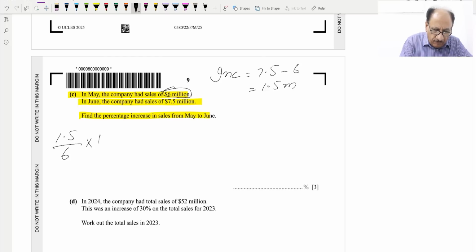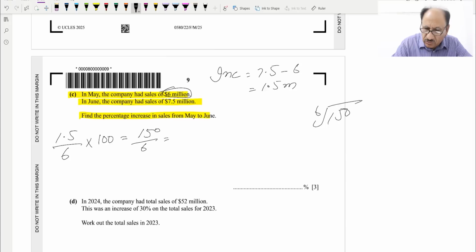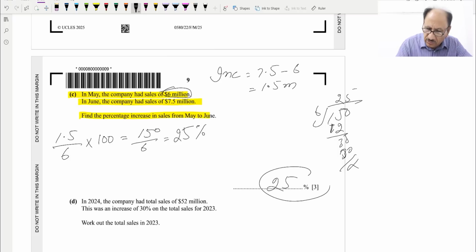So for percentage we'll be multiplying by 100, and now what we can do is we can multiply 1.5 by 100 will be 150 over 6. 150 with 6 2s are 12, so this will be 12 30, and 5s are 30, and this will be 25. So 25% will be our answer for 3 marks.